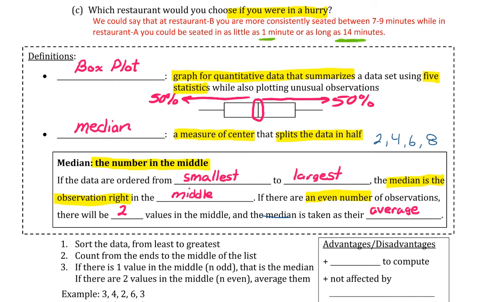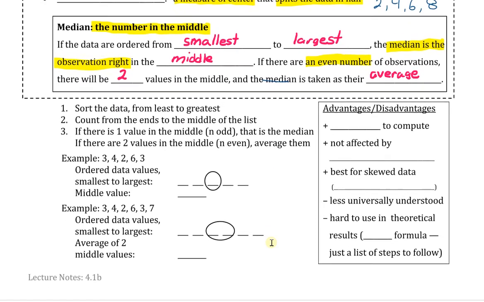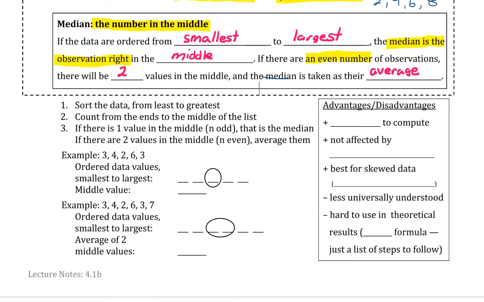Let's look at an example. Consider the following data. Let us first sort the data from least to greatest. So taking our data that we have here, 2, 3, 3, 4, and then 6. Notice here that we have an odd number of data points. There's 5 data points. And so the middle value is the median. It's 3.